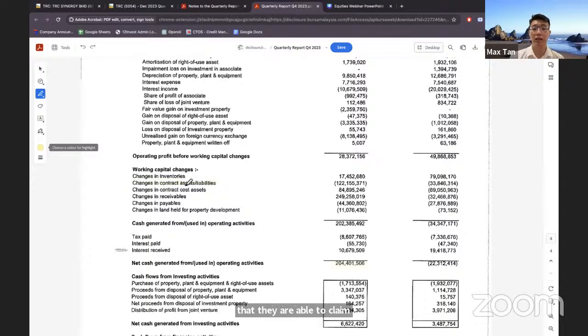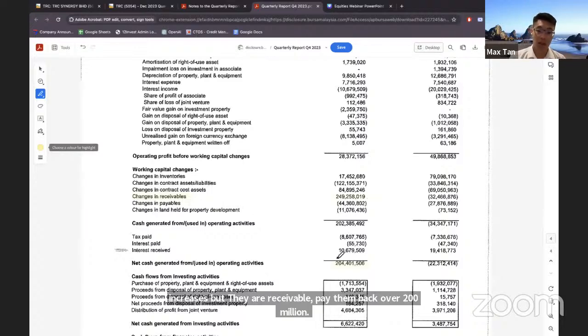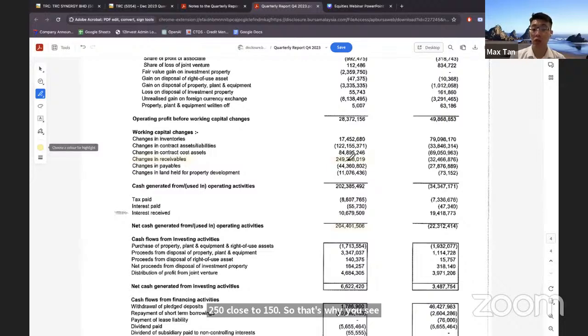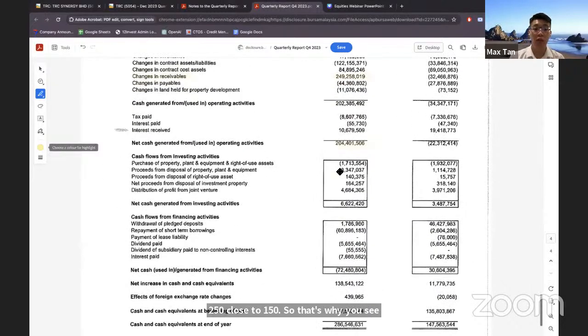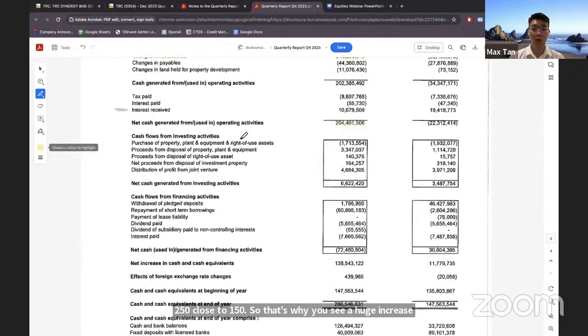They incur costs in this, so that's why this increases. But their receivables pay them back over 200 million, close to 250. So that's why you see a huge increase in cash inflow over here. Then over here is the investing activity. This is what, if you see analysts, they always talk about capex. This is normally capex, capital expenditure.